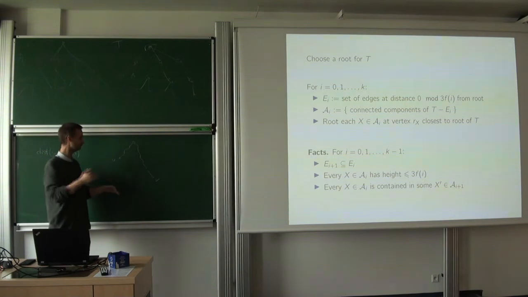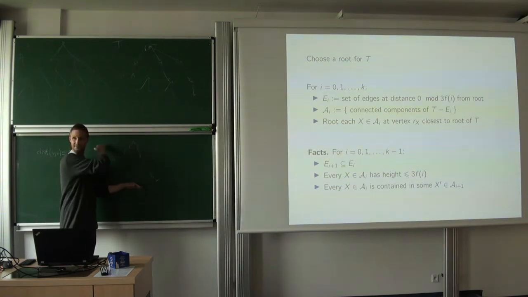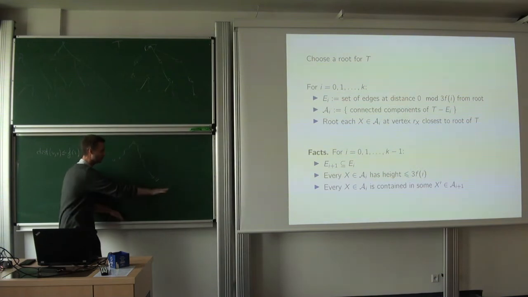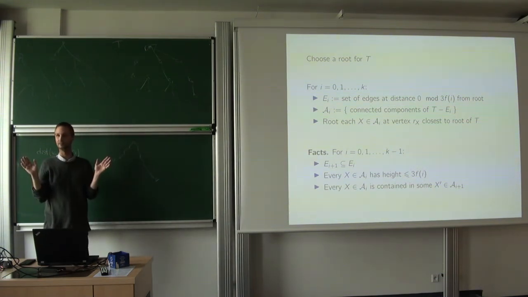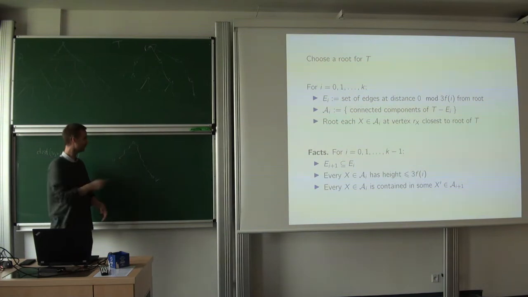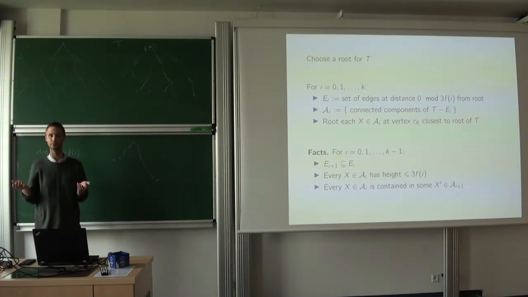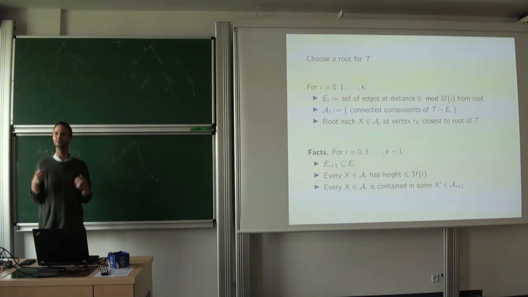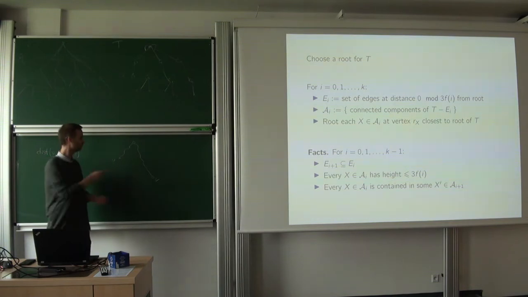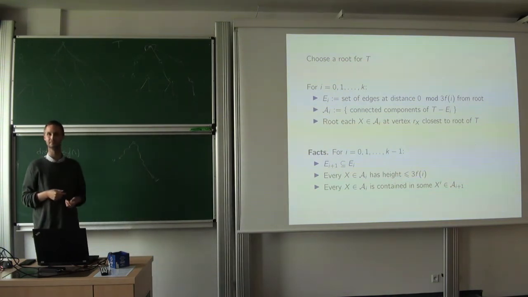Either when we do that, this path survives. So maybe we remove some edges above and then some edges in a layer below, but somehow this path was not hit. If that's the case, then this path will be in a connected component of the graph you get when you delete these edges, so it will be in one of the trees of AI.